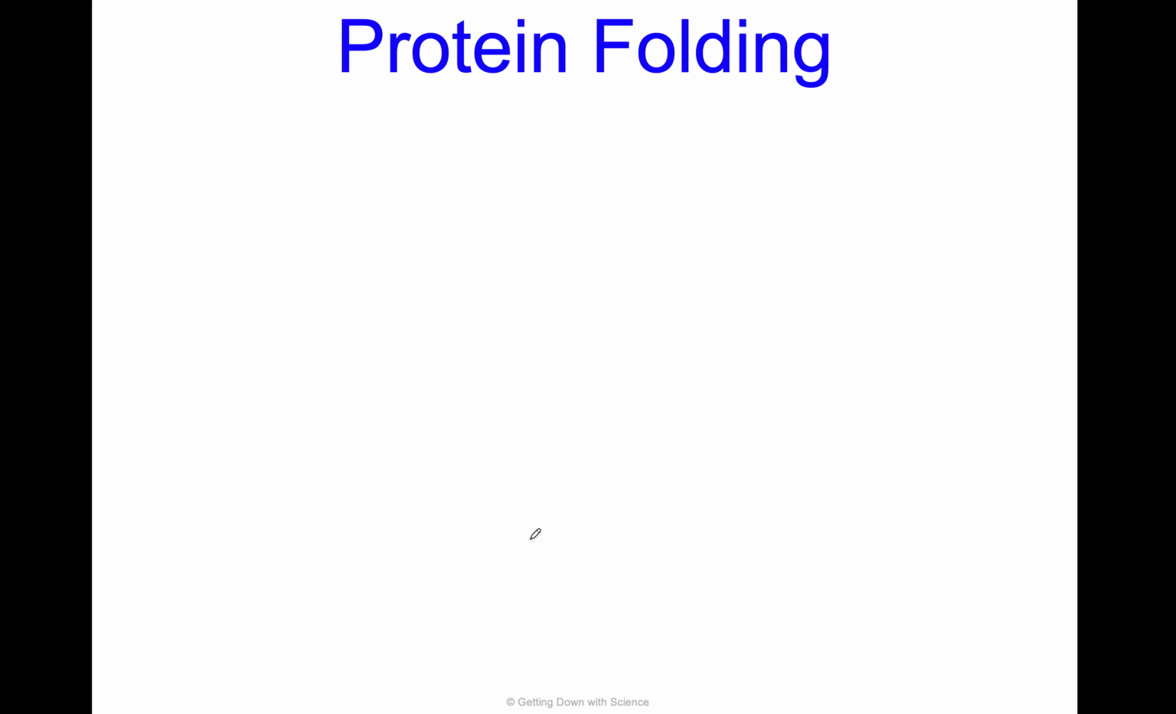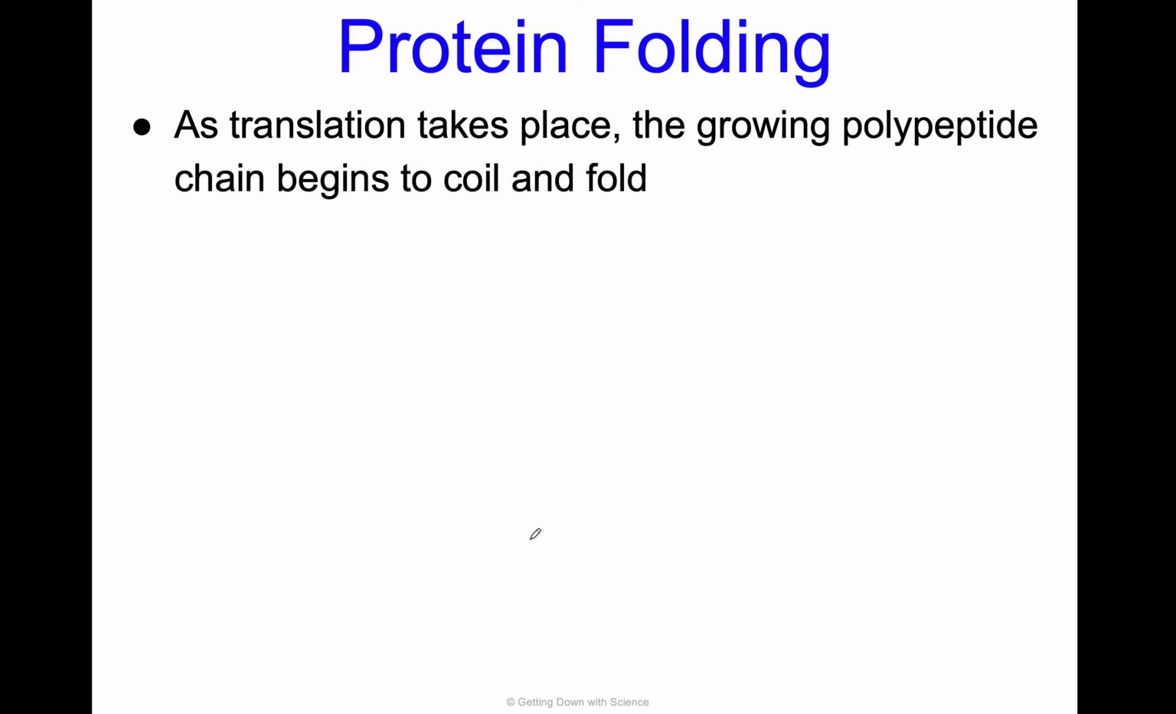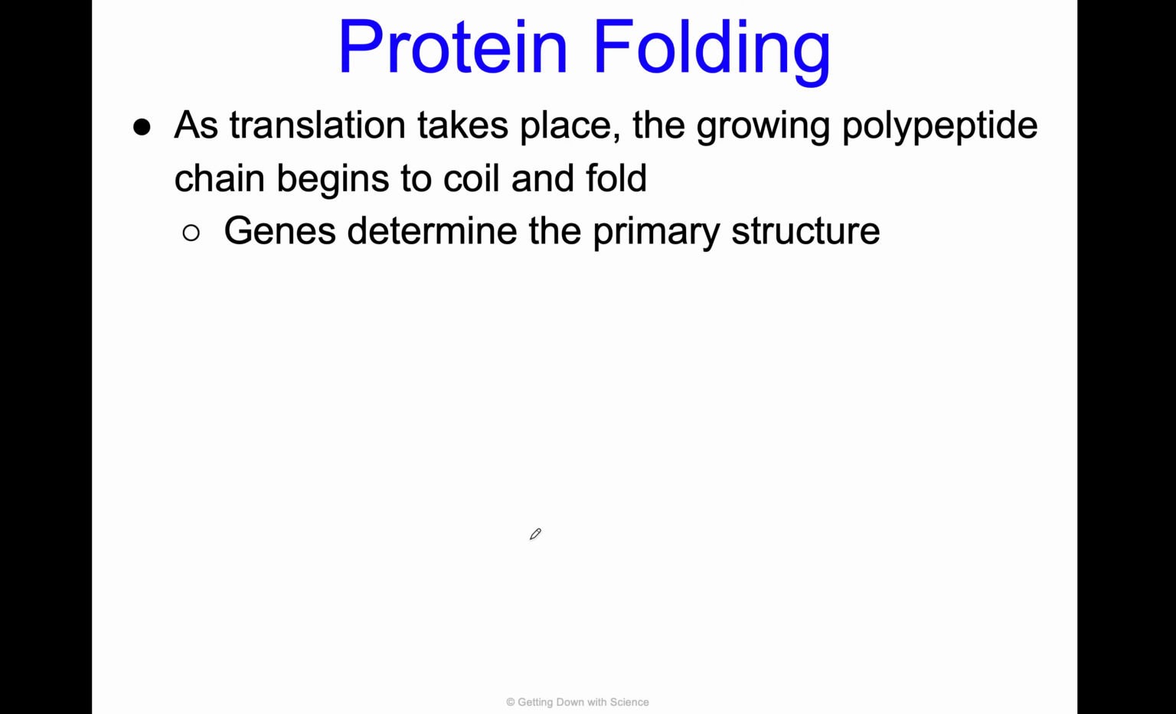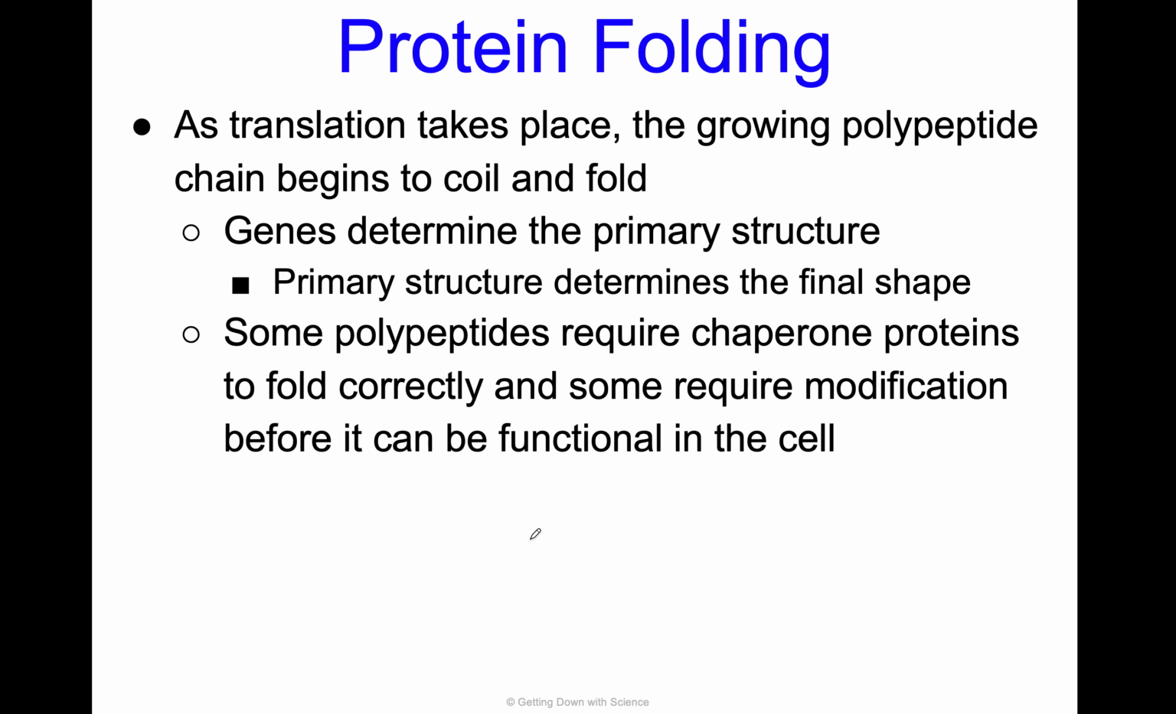So let's talk protein folding. Sorry, pause here if you gotta jot this down. As translation's taking place, the growing polypeptide begins to coil and fold. These things happen at the same time. The genes themselves determine that primary structure, DNA to mRNA to protein. So the genes essentially determine, after being transcribed and translated, the primary structure of the polypeptide. And the primary structure, as we know, determines that final shape because it's the order in which those amino acids are put together.